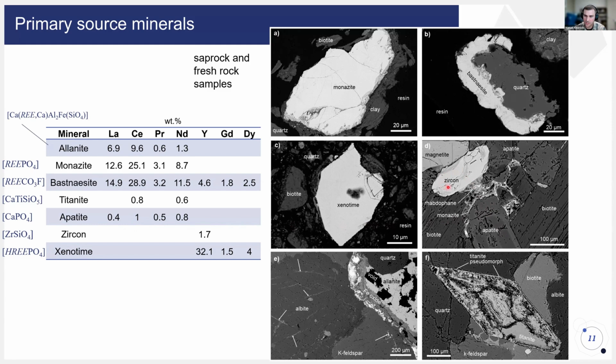And then we see zircon here. Every now and then when we shoot a zircon, we get a nice yttrium peak. That means there is some enrichment of heavies in some of the zircons as well.